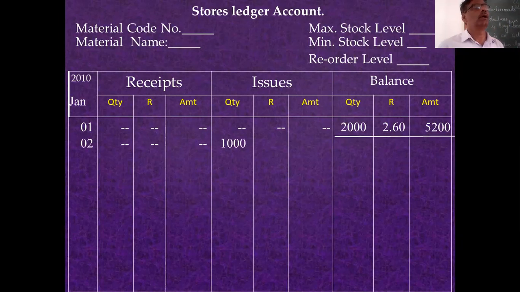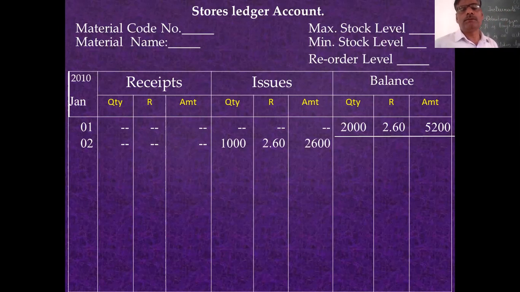1000 issue is there. Only one lot is there. So that is the first, that is the last. Therefore, you issue from that at the rate of 2.60. 2600 is the quantity issue.